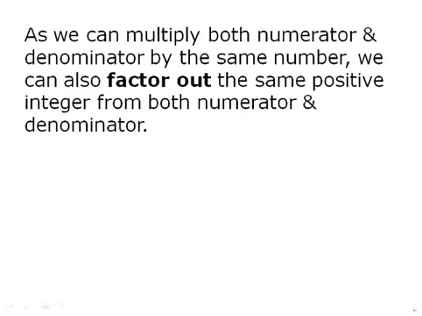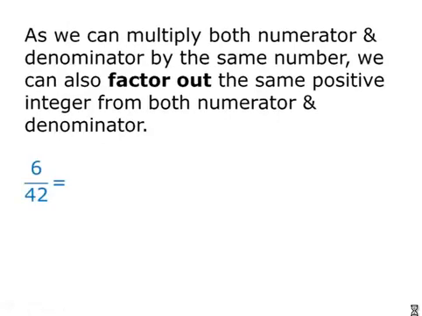As we can multiply both numerator and denominator by the same factor, we can also factor out the same positive integer from both the numerator and the denominator. So for example, suppose we have 6 over 42. Well, we can express both of those as products, 6 times 1 over 6 times 7, and then we can factor out those 6 and cancel them, and get down to 1/7.